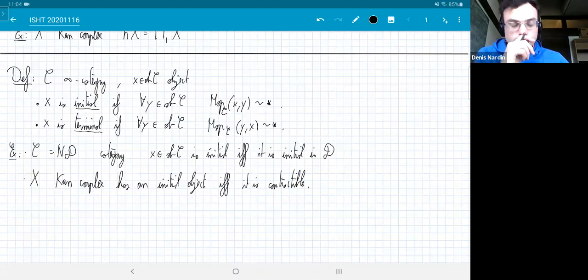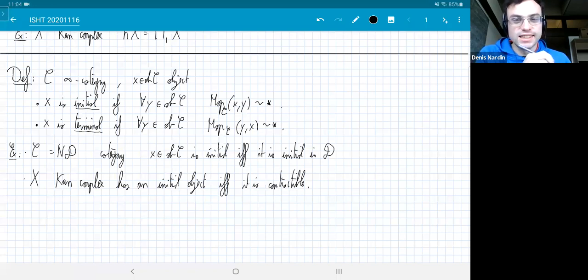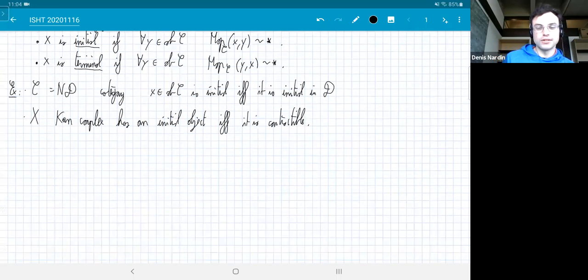Okay, so now I'm going to give you the definition of limits and colimits, but I wonder if I should repeat what the definition of limits and colimits is in one categories, or if people are comfortable with it. No, you're comfortable with it? Okay, let's see. I'm going to give you a definition that works verbatim for one categories. Hopefully it won't be too different from the one you've seen.